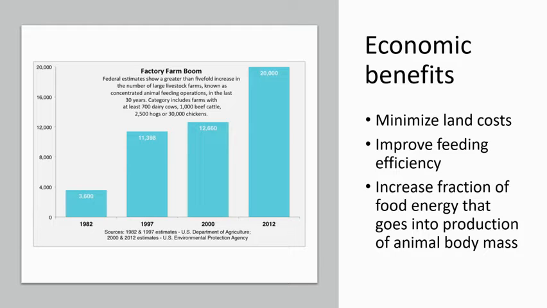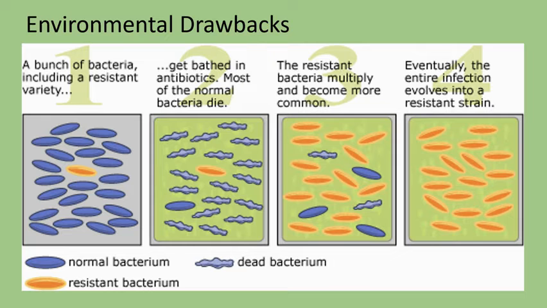Of course, this wouldn't happen if there weren't economic benefits. The land costs are minimized, because if you put the same number of animals on a larger area, it's going to cost more in terms of the land. It's easier to feed animals when they're all in the same place. And the amount of food energy that goes into production, you can increase that fraction, so it does make it a little more efficient from an energy standpoint.